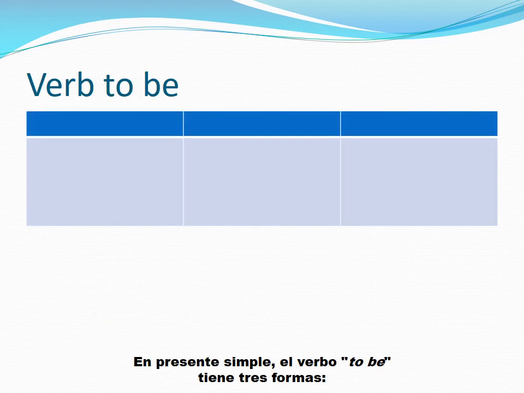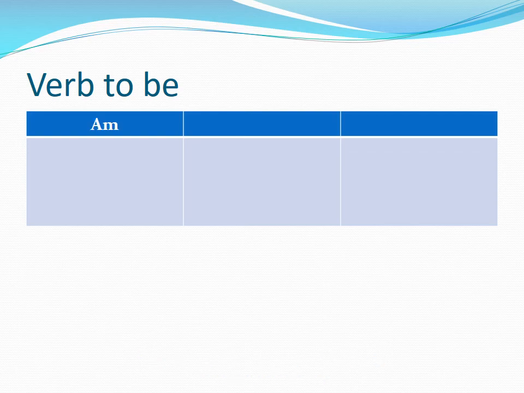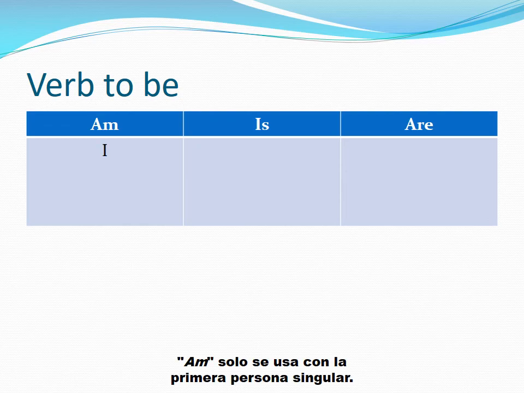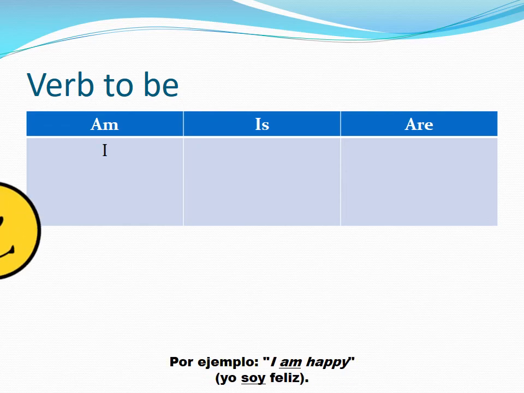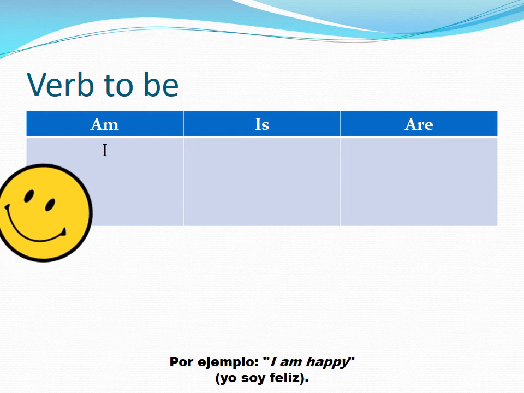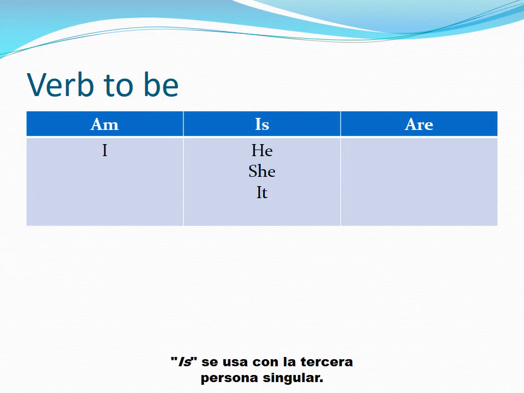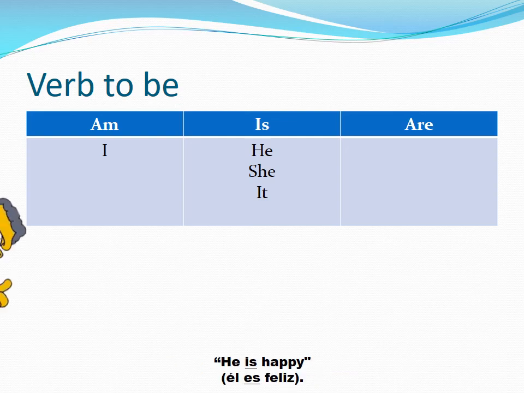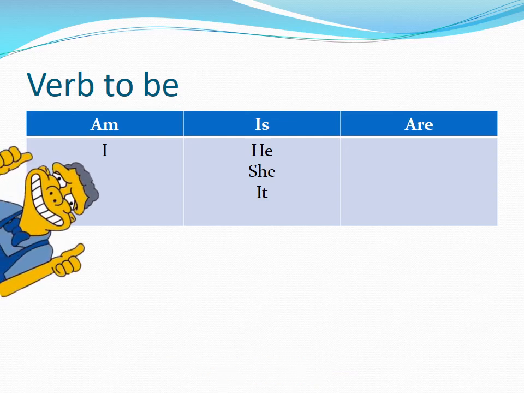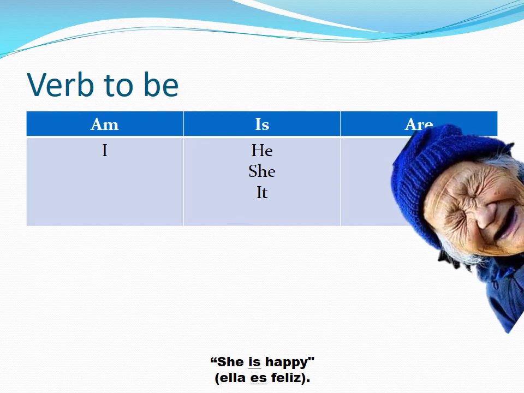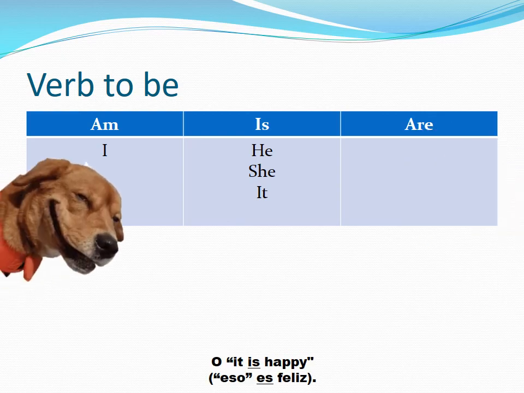In the present simple, the verb to be has three different forms: am, is, and are. Am is only used with the first person singular. For example, I am happy. Is is used with the third person singular. For example, he is happy, she is happy, or it is happy.